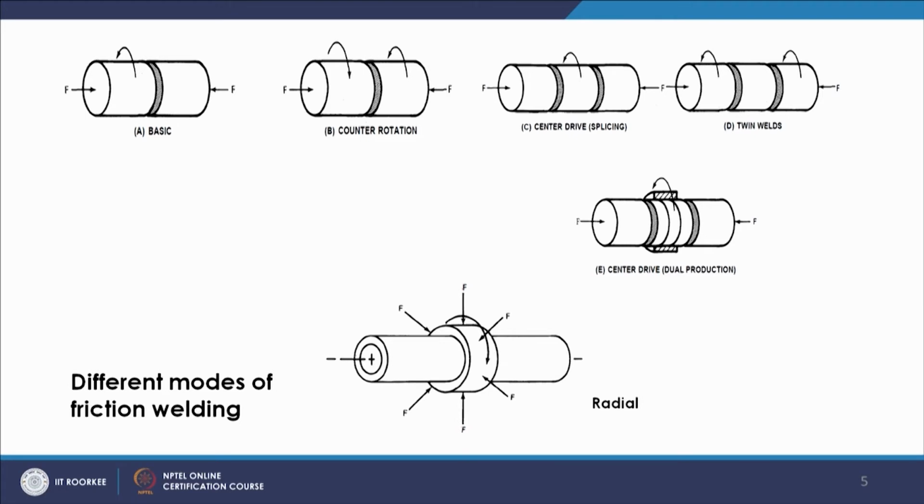So that way you make the weld. Basically, when you have to put a collar on the shaft, this is how you put the collar: you give the rotation to this collar component, and the shaft inside is rotating, and then you apply the force, and because of the friction they will be welded together. So this is the example of the radial mode of friction welding.